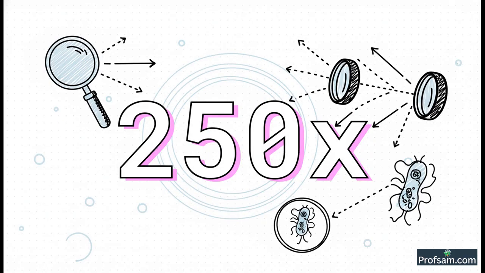We get M is equal to 20 divided by 1 for the objective part times 25 divided by 2 for the eyepiece part. And what does that give us? A massive 250x magnification. Can you believe it? That's the power of putting two lenses together.